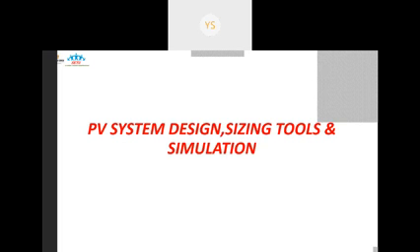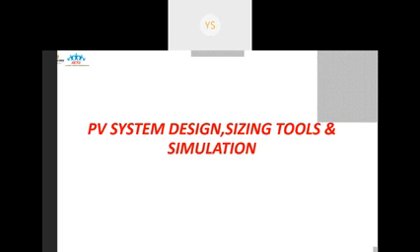How can we design the solar power plant? The solar power plant can be designed by two methods. One is the manual method, and the other is the simulation software method. A lot of software is available in the market. In this slide, we will learn which software is available in the market, what the basic criteria are, and how they design the system behavior.